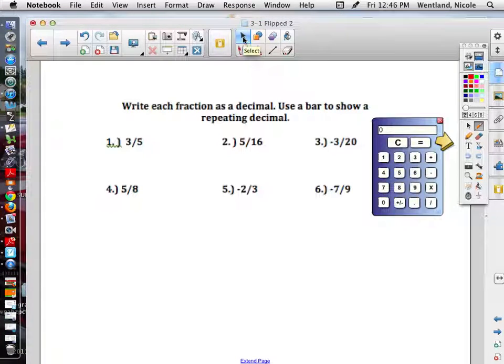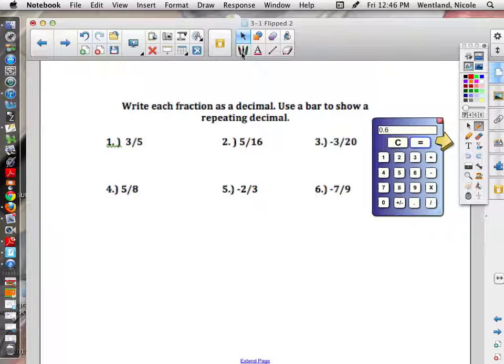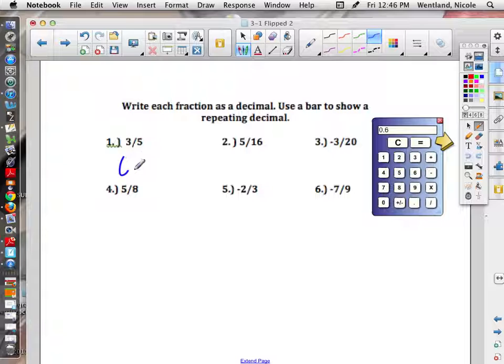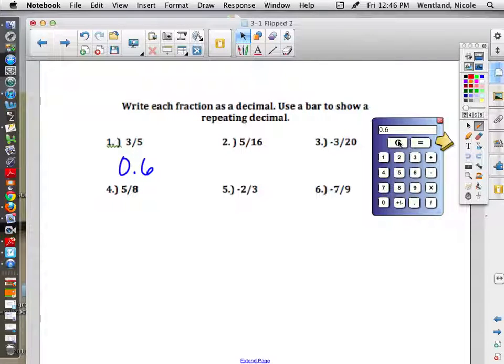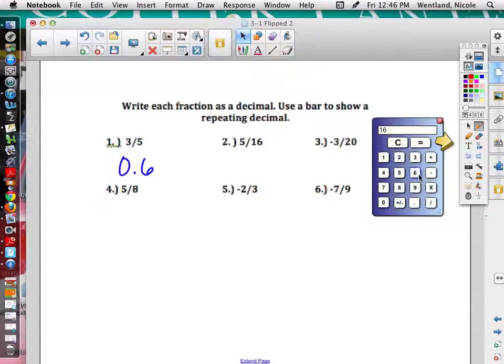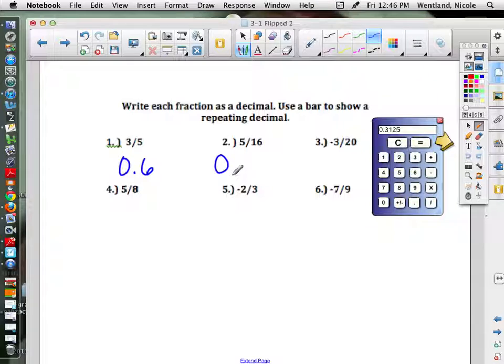So 3/5, the fraction bar means to divide. So I would take 3 divided by 5, and my decimal is 6/10. So I would then write 0.6. Then I go on to 5/16 in my calculator. 5 divided by 16. That equals 0.3125 or 3,125 ten-thousandths.